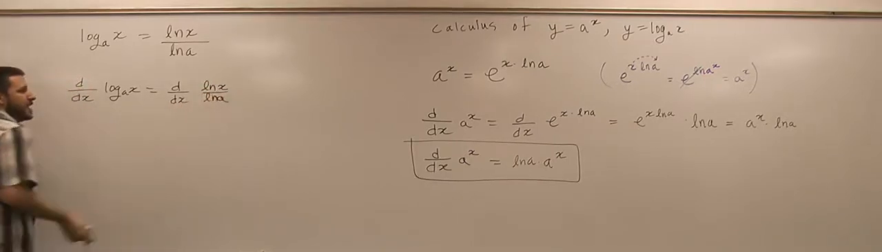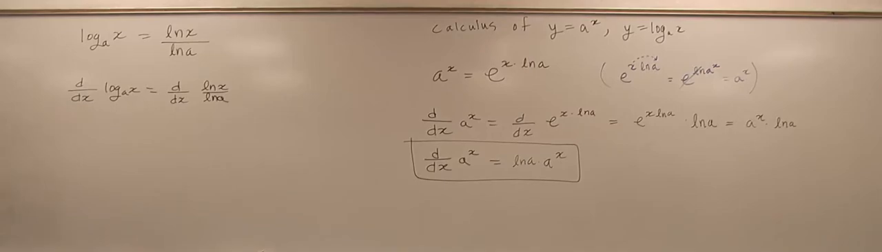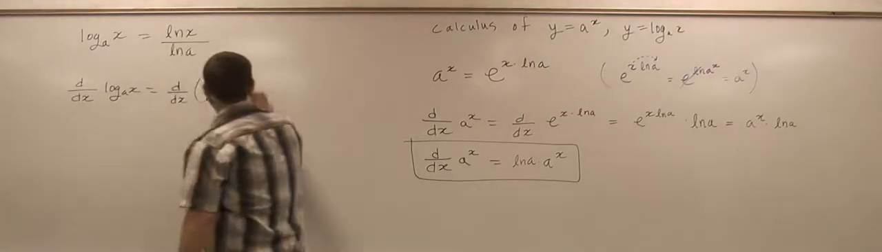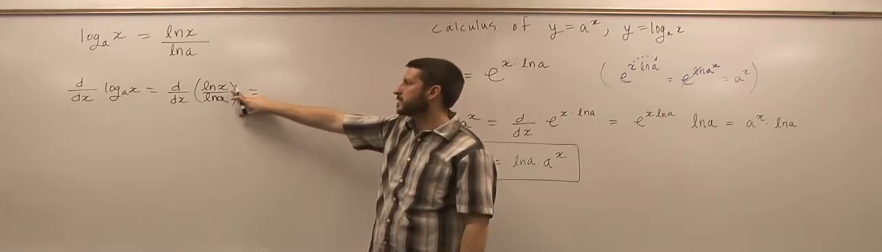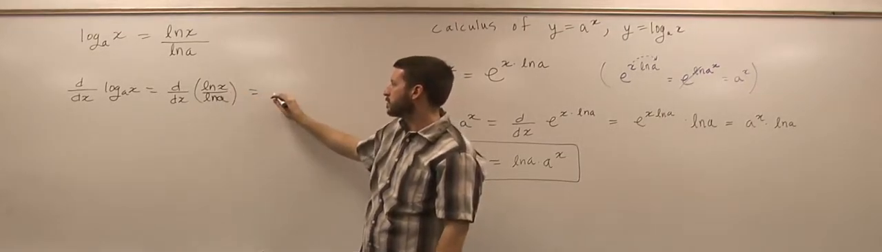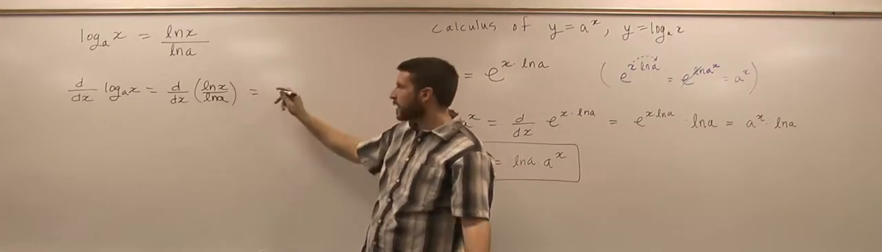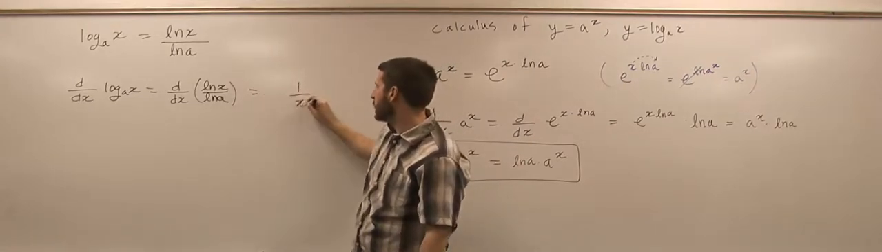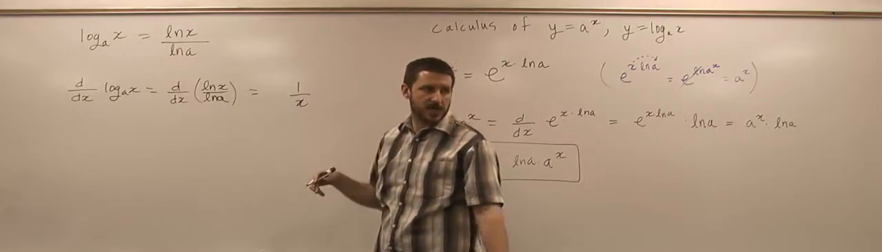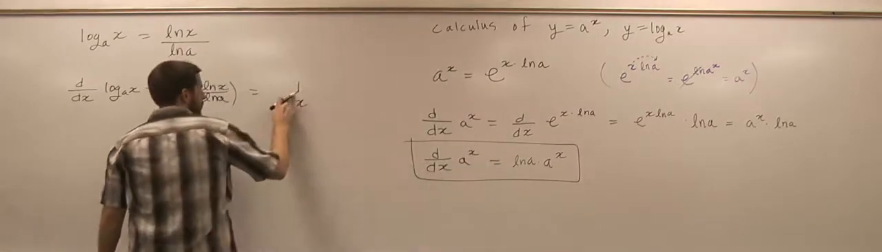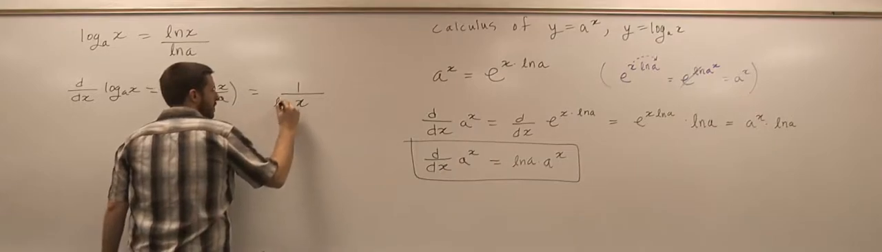But a is a constant. It's not changing in any particular problem. So all I really have to do is the derivative of ln x. What's the derivative of ln x? What's the derivative of ln? 1 over whatever's inside, right? So 1 over x. What happens with this ln a on the bottom? It tags along. It's a constant multiple. So you'll have an ln a in the bottom.